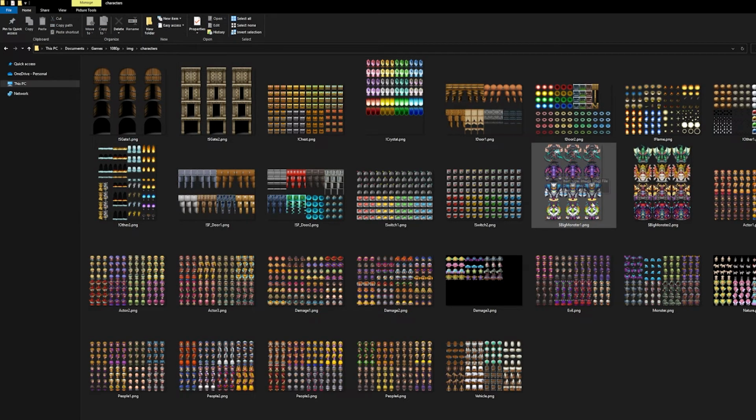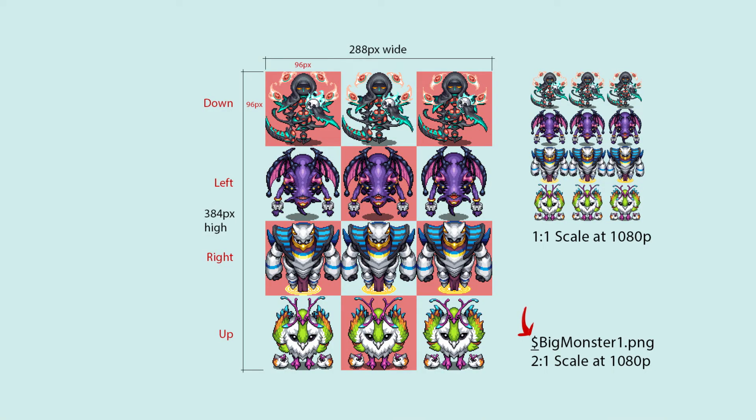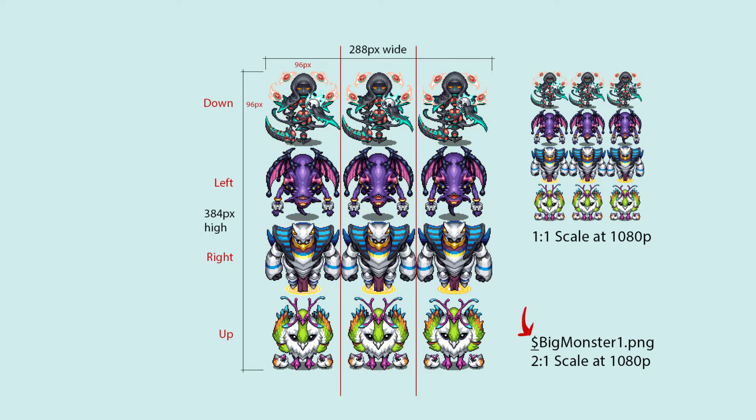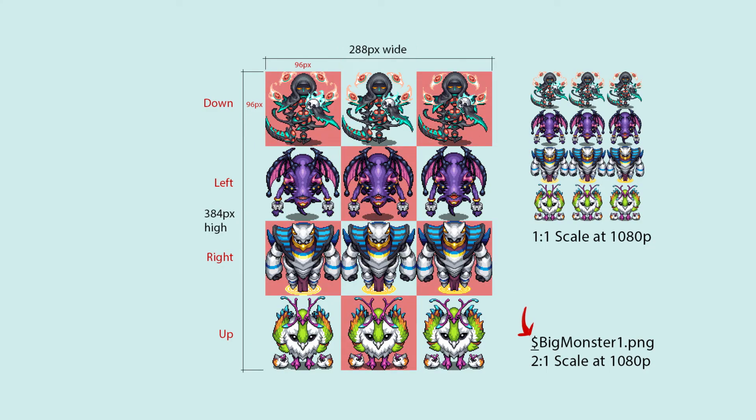So to analyze this sheet, the dimensions for this particular sprite sheet is 288 pixels wide by 384 pixels high. The dollar symbol simply divides your sheet by 3 vertically and by 4 horizontally. So 288 divided by 3 equals 96, 384 divided by 4 equals 96 as well. So each square in this is 96 by 96 pixels. So that is the most important thing, using a dollar symbol at the start of the file name so you can have custom dimensions. Now that that's done, let's try and make our own sprite.